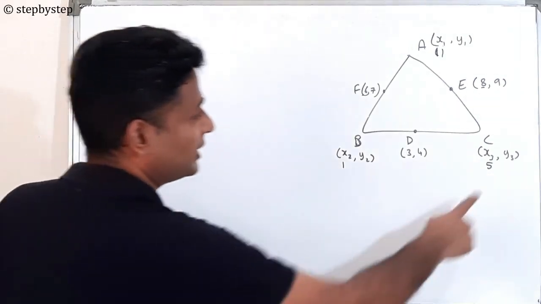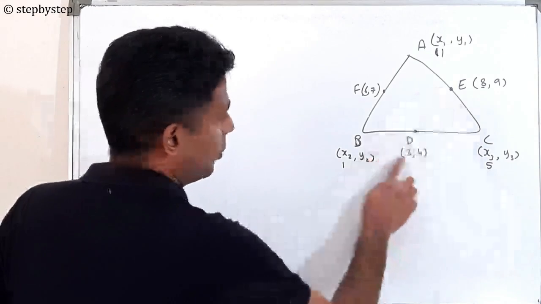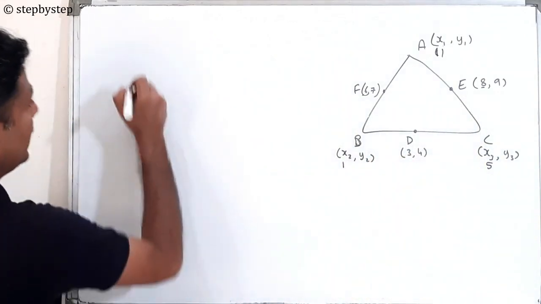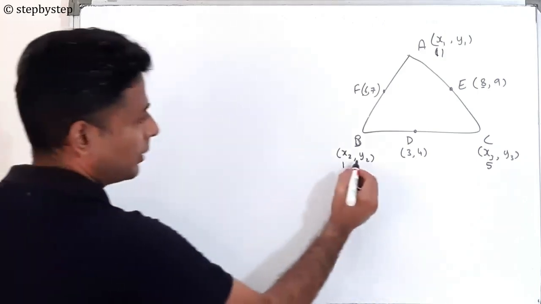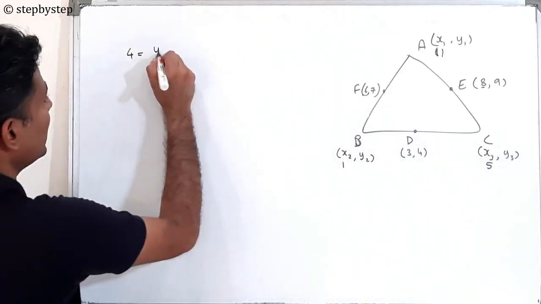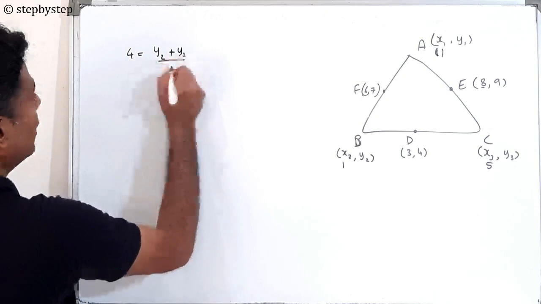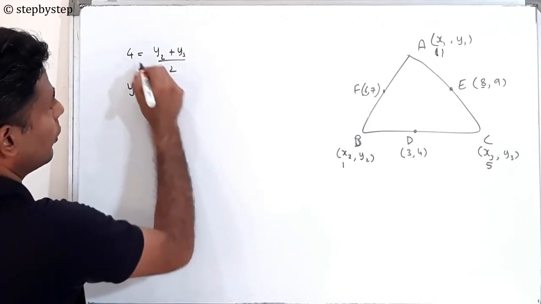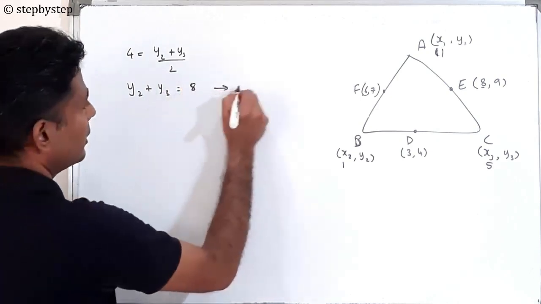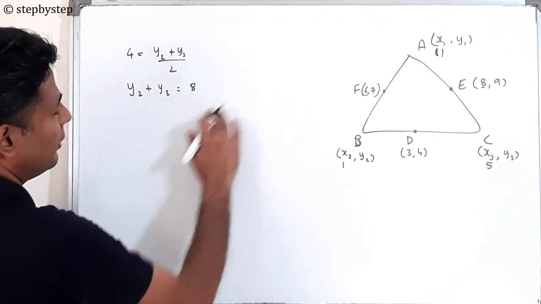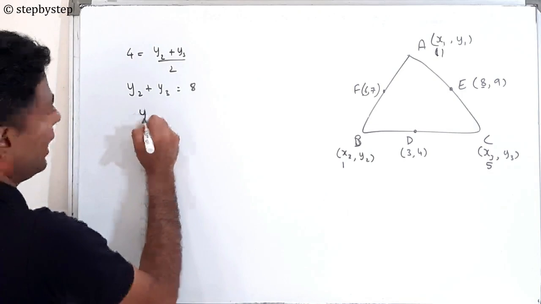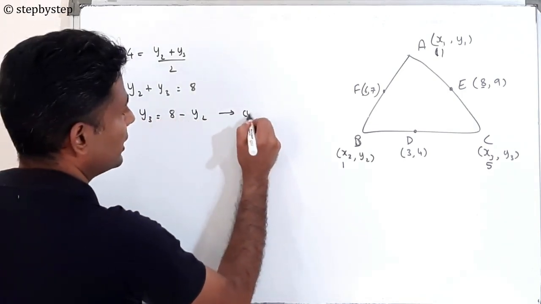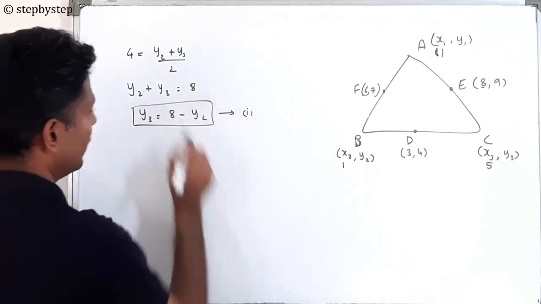So now we'll form equations with y3. This is the midpoint of BC. So the y coordinate, that is 4, will be equal to (y2 plus y3) by 2. When I transpose, I get y2 plus y3 equal to 4 into 2, 8. We can write it this way also. So now what do we have? y3 equal to 8 minus y2. So this is our first equation.